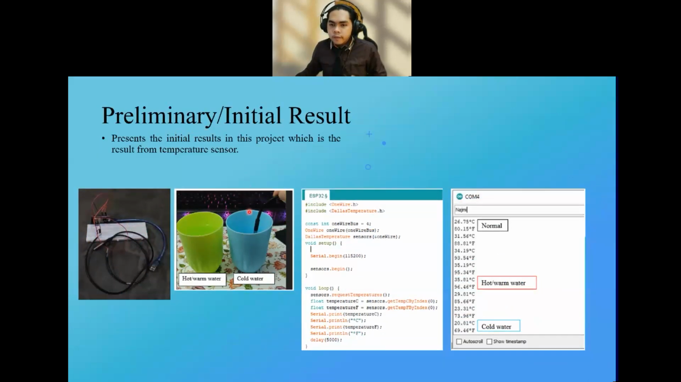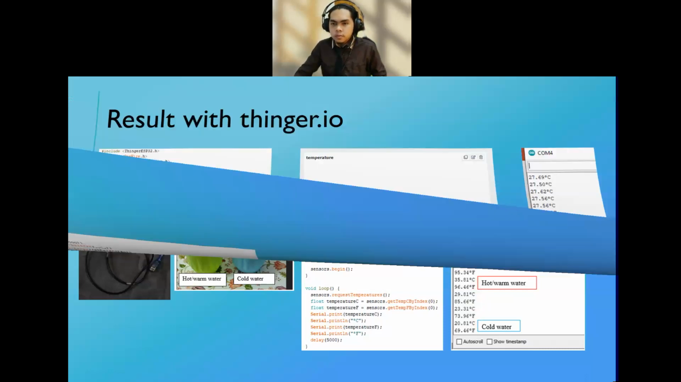This is the first result that I obtained before connecting with the Tingle IO. Here I am using hot and warm water and cold water to test the temperature sensor, and this is the result of the reading from the experiment. We can see the difference in the temperature reading.